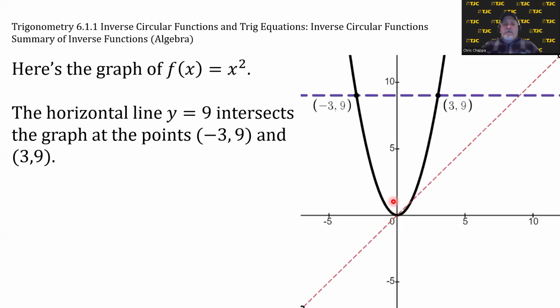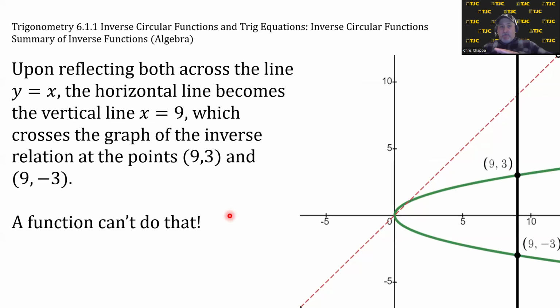Here's the graph of f of x equals x squared. It's a parabola, and there are the points negative 3, 9, and 3, 9. Notice the horizontal line y equals 9 intersects the graph at those 2 points. Now, if we reflect both the parabola and the horizontal line across that diagonal line, it looks like this. And now the horizontal line becomes a vertical line, which hits the graph of the reflected parabola twice, so it's not a function.